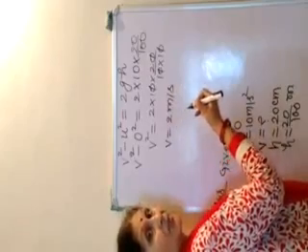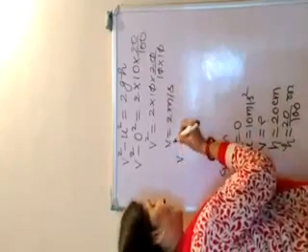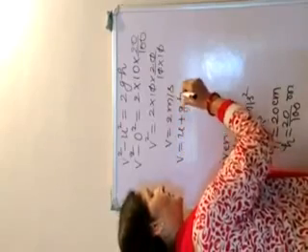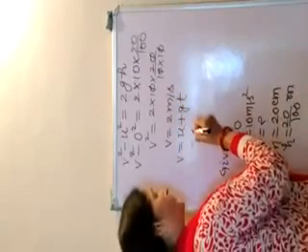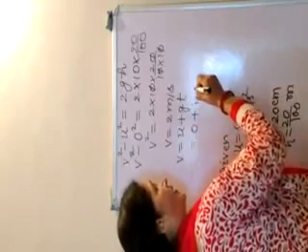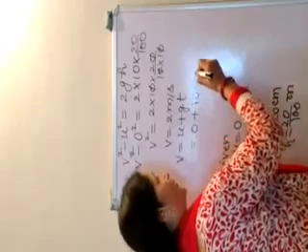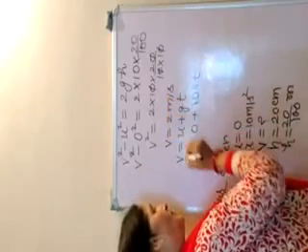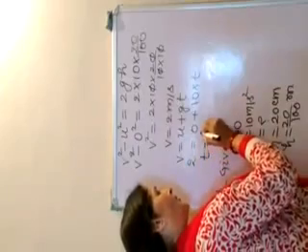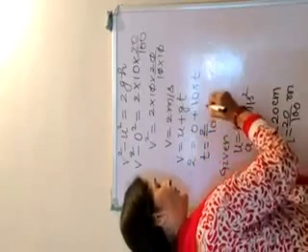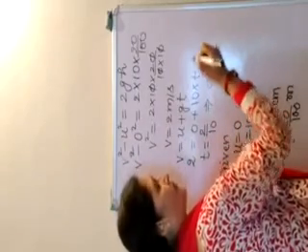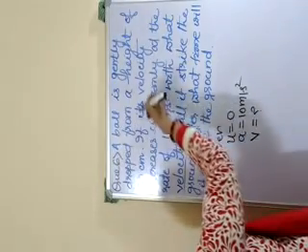Now we have to find out the time. For that we will use v is equal to u plus gt. U is 0, g is 10, and t we have to find out, and this v will come here. Then t is equal to 2 by 10. This implies 0.2 second.